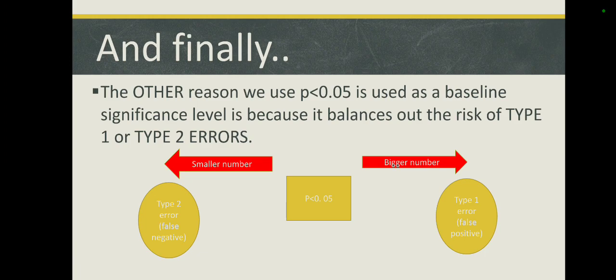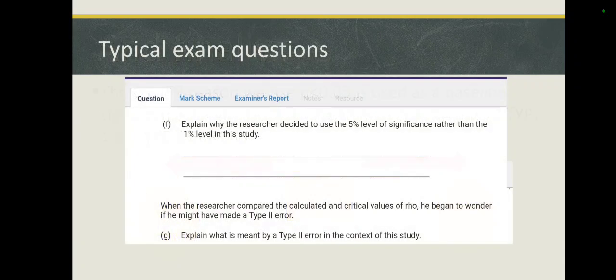So by using a 0.05, it sticks in the middle of that weighing scale, and it balances out the potential risk of having made a type 1, too lenient, or a type 2, too stringent. So it sits firmly in the middle of them.